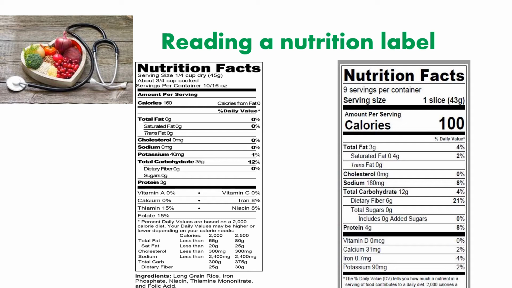And then it has a little bit of natural potassium, 40 milligrams, a pretty small amount, 1% of your daily requirement. The important part here, where you're getting your calories from, is the carbohydrates, which is 35 grams, and that's only 12% of your daily intake. And then it has a little bit of protein, 3 grams, and then it goes on to give you the vitamins and minerals that are in this product. So it has some thiamine, iron, niacin and folate.